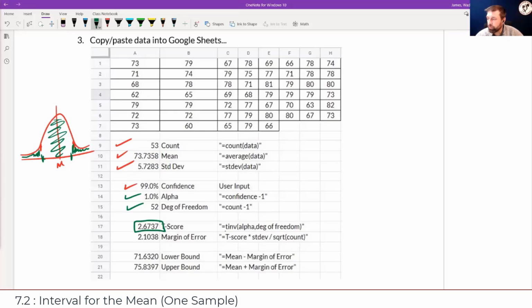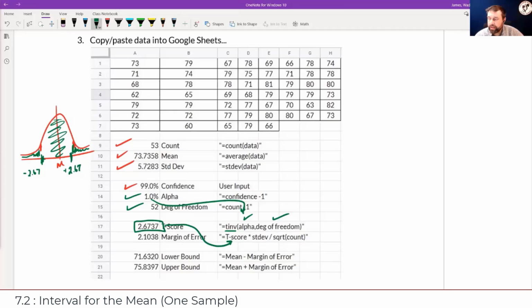And you use this formula. So you put in your value for alpha. That's the 1.0. Remember, we said we'd use that. So here it is. And then you also put in your degrees of freedom. And the spreadsheet will go out and calculate, not the area, but the number of standard deviations away from the mean that t-score is. So that means this mark right here is 2.67 standard deviations above the mean and 2.67 standard deviations below the mean.